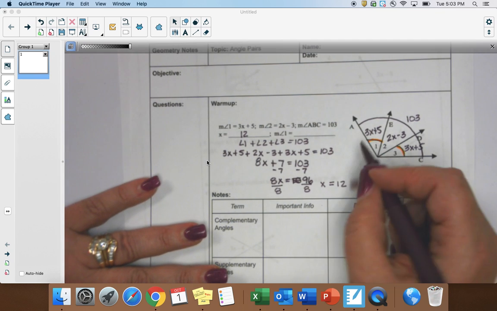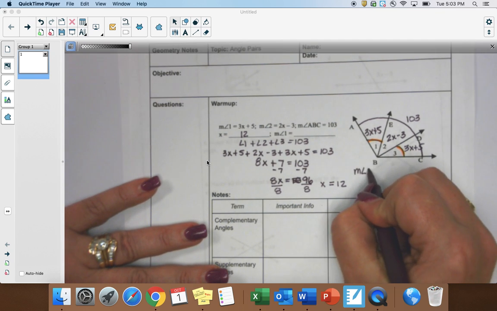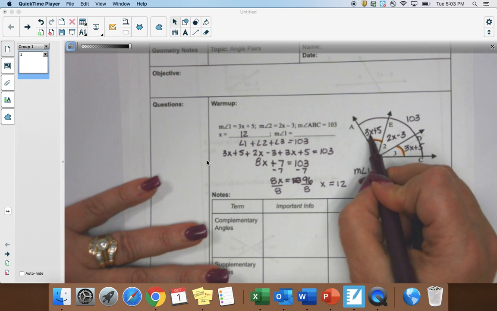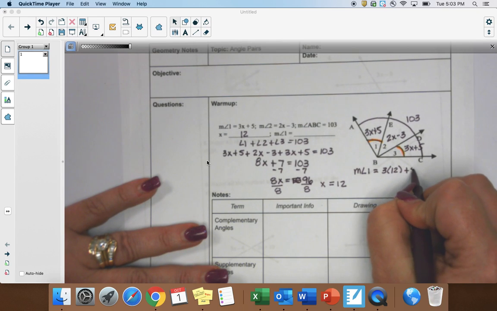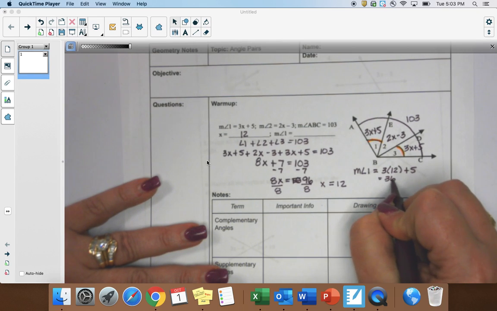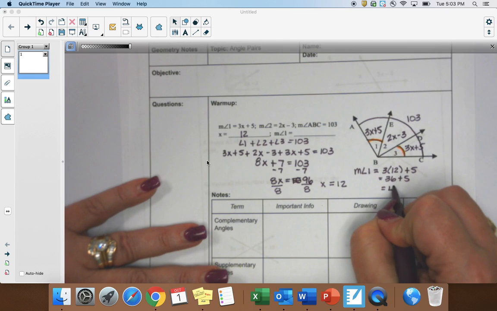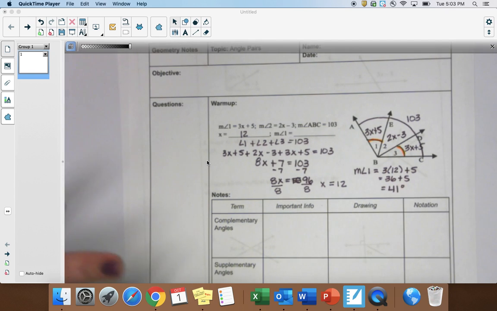The other part is asking for the measure of angle 1. So the measure of angle 1 is right here. It's 3 times x plus 5. So it's 3 times 12 plus 5, which is 36 plus 5, which is 41 degrees. So that's going back to what we did yesterday with the angle addition postulate. Okay, so today's the new information. We're going to learn about some different angle pairs and how they work and how they coordinate together, and be able to use those to solve problems.